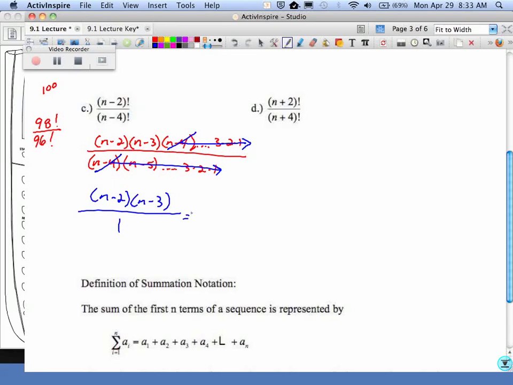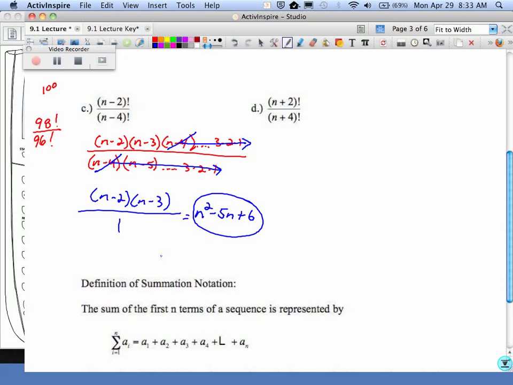I'm going to pause. You guys are going to work on part D. Try to figure out where they line up, where they behave the same, and then I'll put the answer up there. That should be your answer, 1 over n squared plus 7n plus 12.